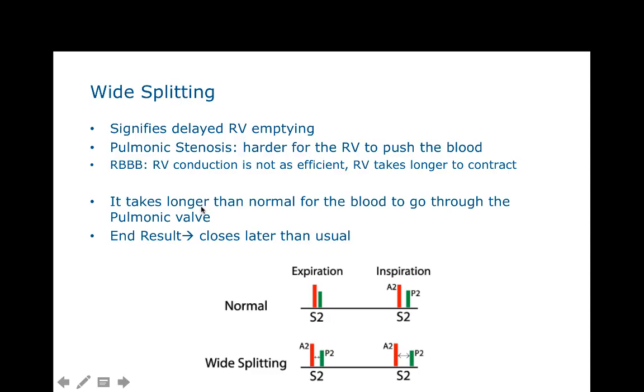Same idea with right bundle branch block. So instead of a stenosed valve, you have a conduction defect in your right bundle, right, in your right ventricle. So it'll take longer for the right ventricle to contract, so it'll take longer for the blood to go through. So the key point is your pulmonic valve will close later than usual. And you'll hear splitting during expiration, right? Because your right ventricle is taking longer to eject the blood, and here it's just going to get even louder because more blood is coming back to your right ventricle.